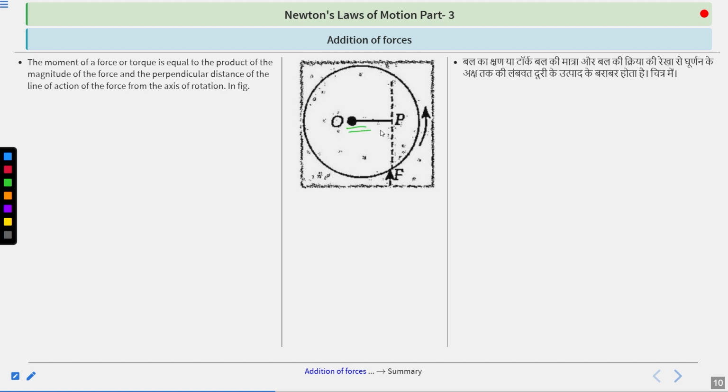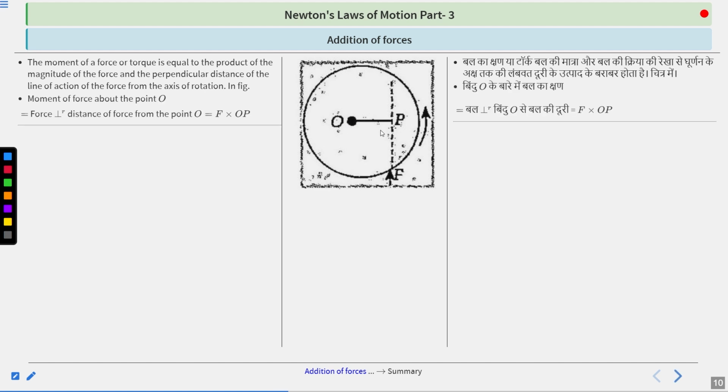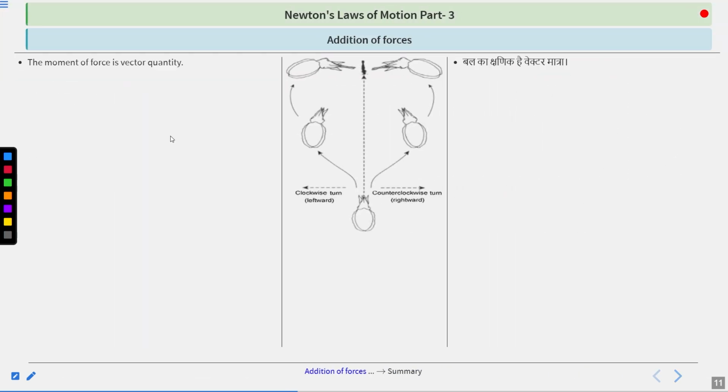Here you can see in this figure, the moment of force about the point O is equal to the force times the distance of the force from the point O, that is, F × OP. Now, the moment of force is also a vector quantity. Why? Because it has both magnitude and direction. It does not have only magnitude, nor only direction. It has both. That's why it is regarded as a vector quantity.